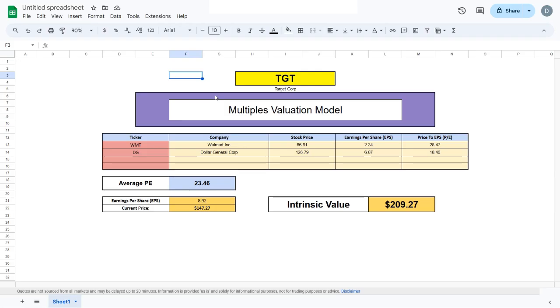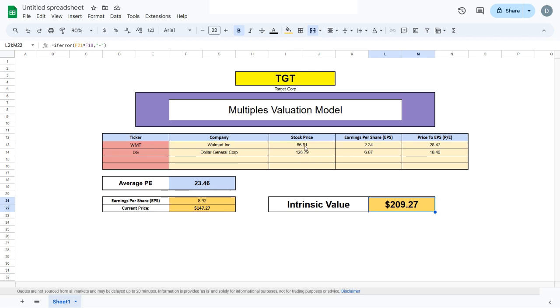And with that, let's get to understanding the multiples valuation. So the way the multiples valuation works is that we take the competitor and we take their stock price, we divide by their earnings per share and get their PE ratio. Now if you look closer, you will see that when you take the PE ratio and you take the earnings per share, you will actually get the stock price of the company back. And that's the way we calculate the intrinsic value of our company.